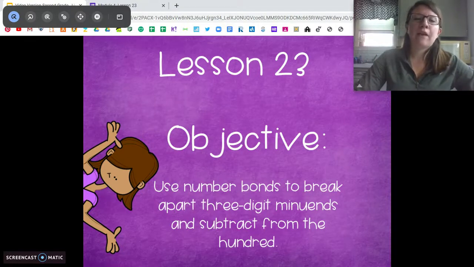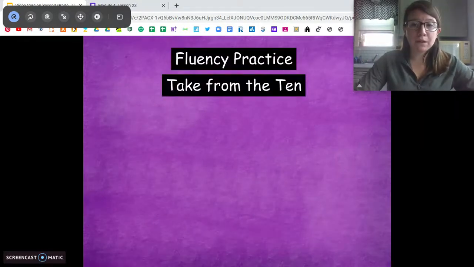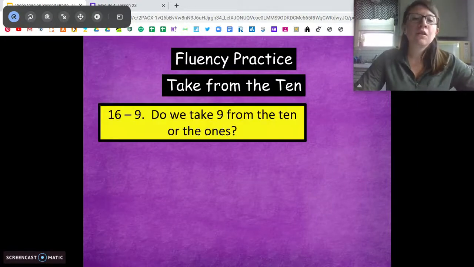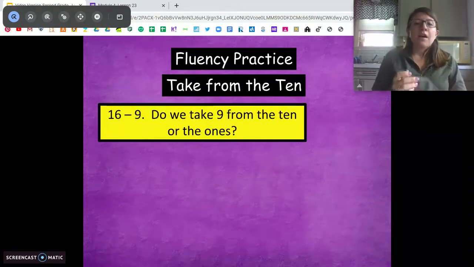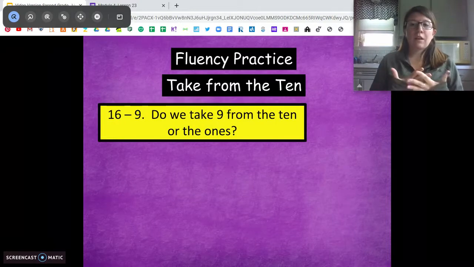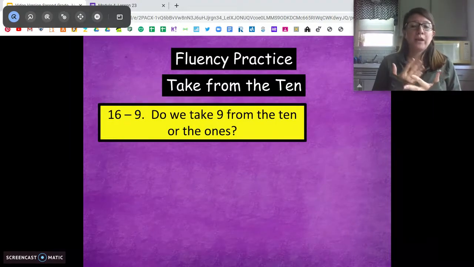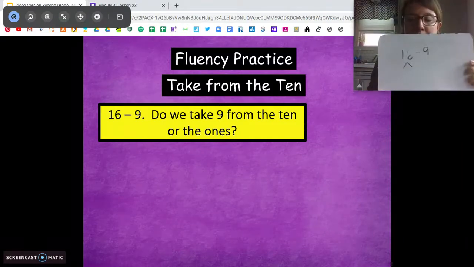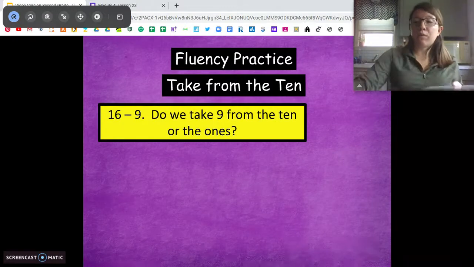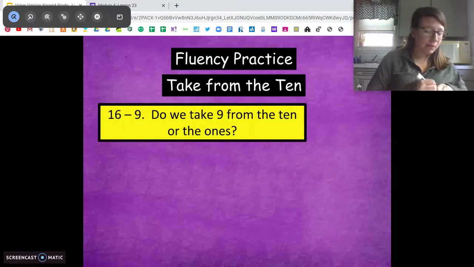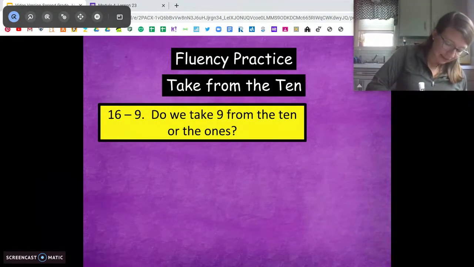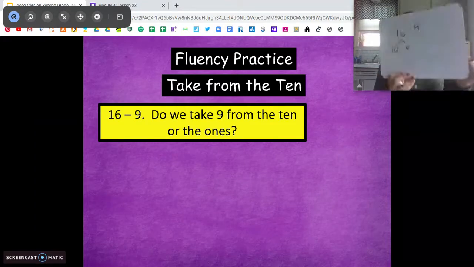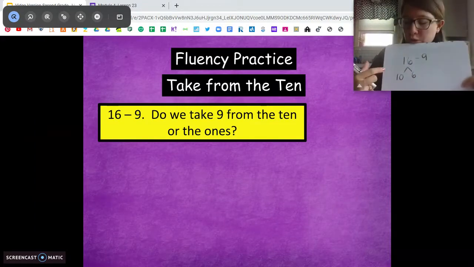So we got this. All right, we're going to start off with a subtraction warm-up, because it's going to help us when we start using bigger numbers. Here's what I'm going to ask you to do. 16 minus 9. Do we take 9 from the 10 or from the ones? What that's asking is, if I write 16 minus 9 on my board, I'm going to break 16 into its tens and its ones. Now, are we going to take 9 from 6 or 9 from 10?